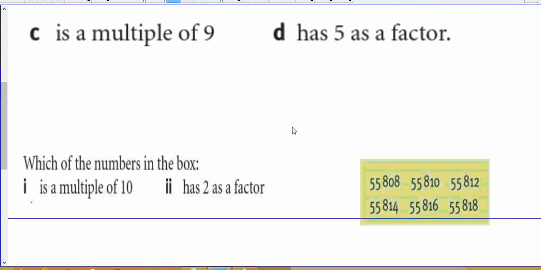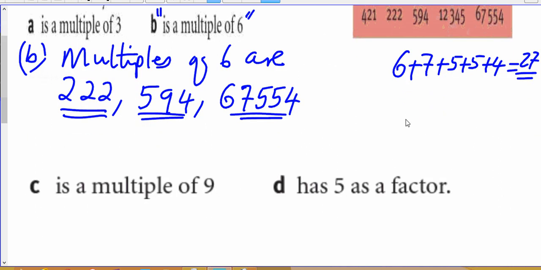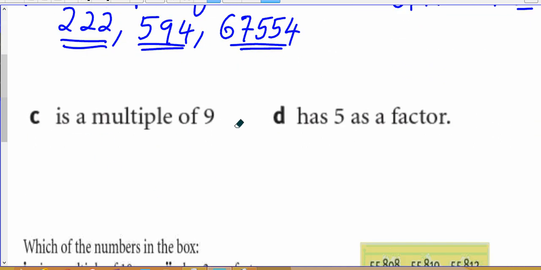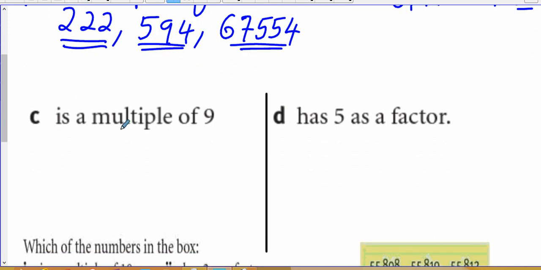Now, let us go for part C. Which number among these is a multiple of 9? You can pause the video and try to answer part C and part D. But without wasting time, let me help you. How do we figure out whether the number is a multiple of 9? Do you remember what we discussed about a multiple of 9?